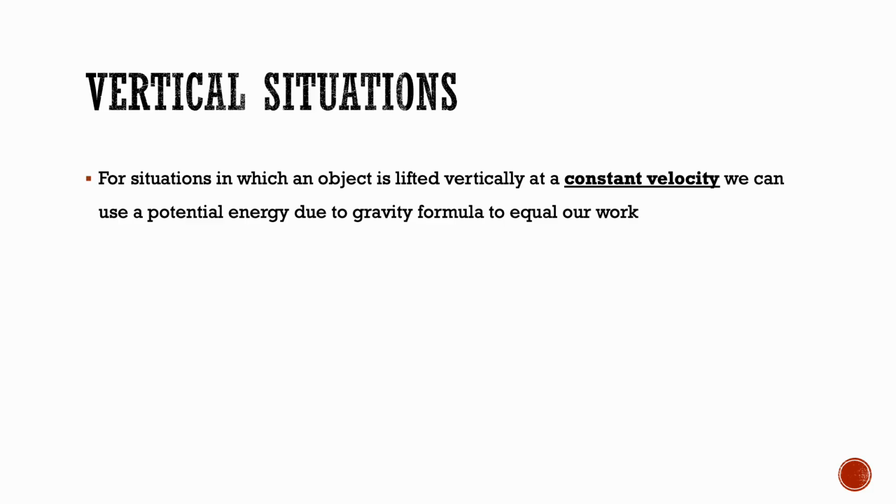Okay, so next we're going to talk a little about vertical situations. For situations in which an object is lifted vertically at a constant velocity, we can use a potential energy due to gravity formula to equal our work. So our change in gravitational potential energy would be equal to our work. Now, if you recall from Physics 11, our potential energy of gravity is just mg times change in y.